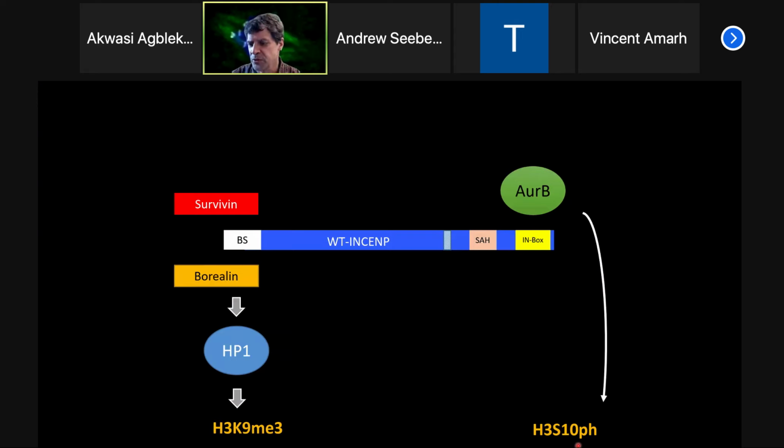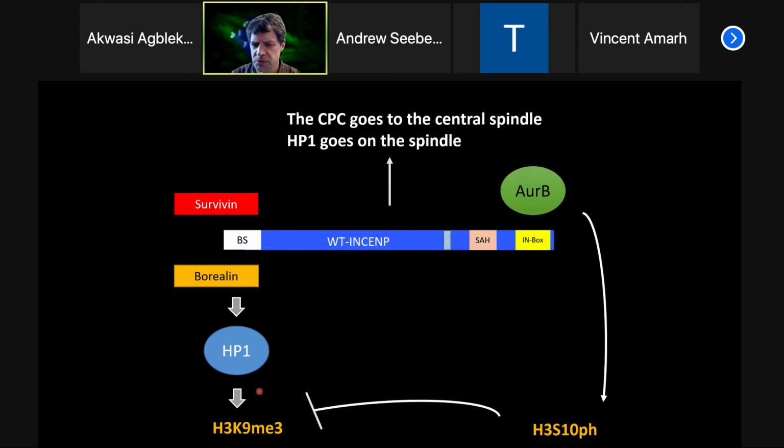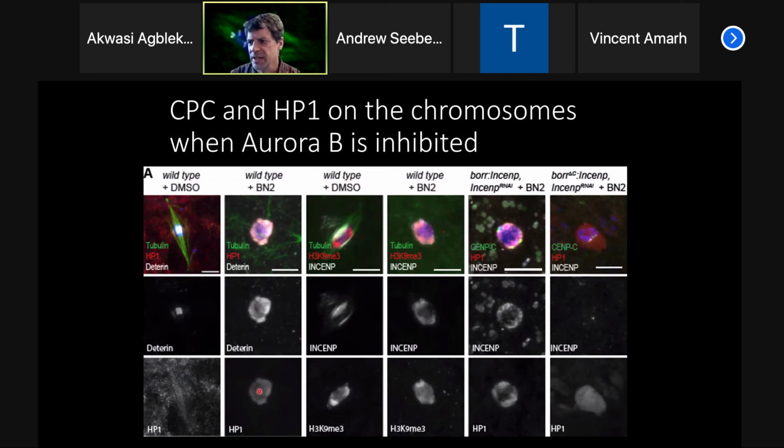That Aurora B phosphorylation triggers a dissociation of HP1 from the methylated histone, and then it can move on to the microtubules. So to test this is the next two slides, and these are dense slides and are the most complicated part of my talk. So I'll go through it a little bit slowly.